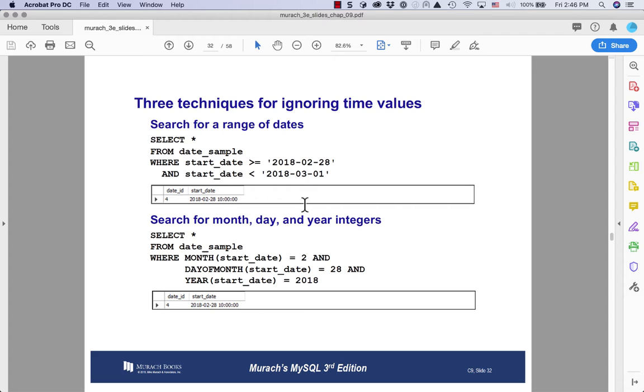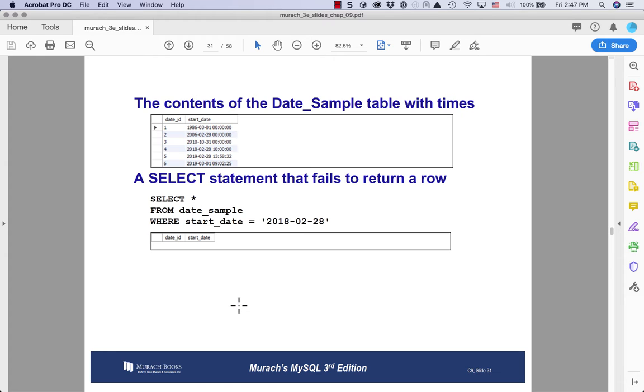And I think better documentation is you can use the functions. So we would say where month of the start date equal 2, and day of the start date equal 28, and year of the start date equal 2018. And we can see here that we've got another row, so we got row 4.